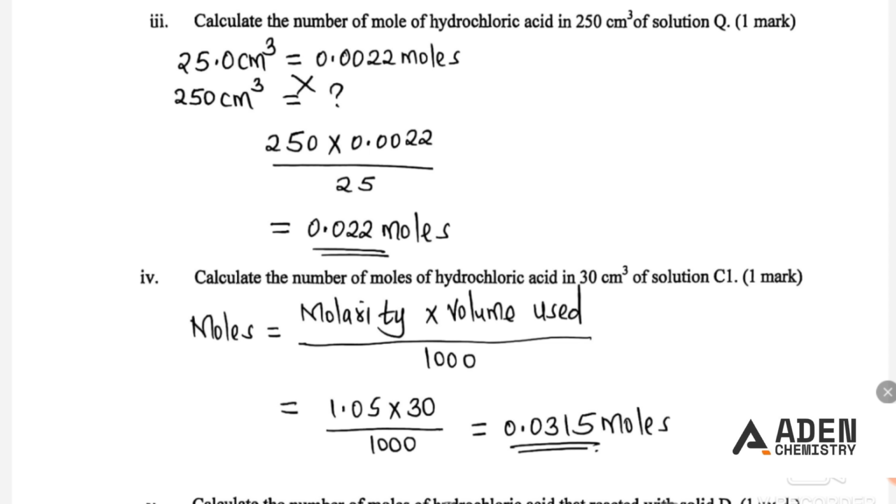Roman 4. We are told calculate the number of moles of hydrochloric acid in 30 centimeter cube of solution C1. So this is how it is written today. But during the exam on Friday, you can be told to calculate the original moles of hydrochloric acid in solution C1. The original moles is what we are talking about. So moles is given by molarity multiplied by volume used divided by 1000. So we are going to get 1.05 multiplied by 30 divided by 1000.